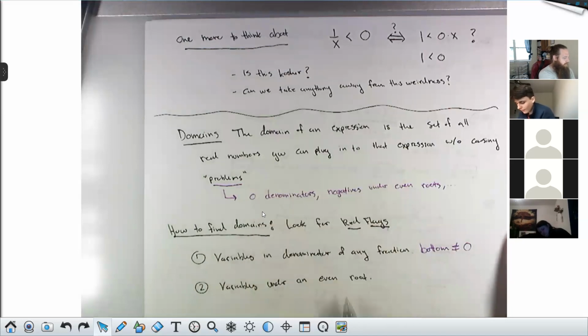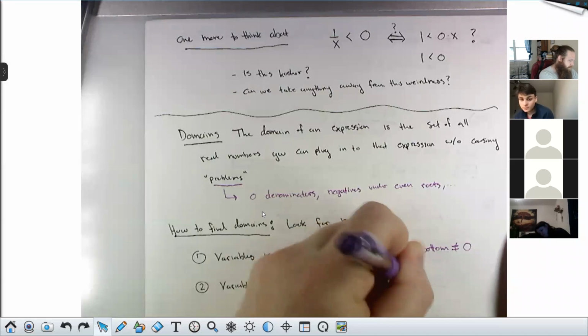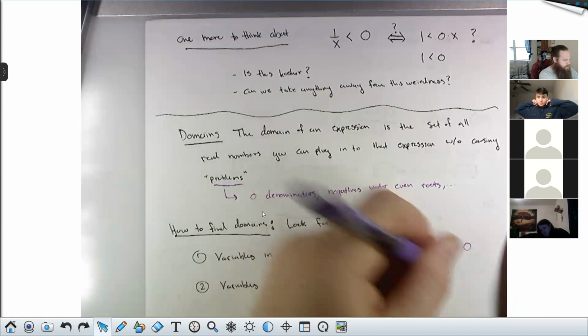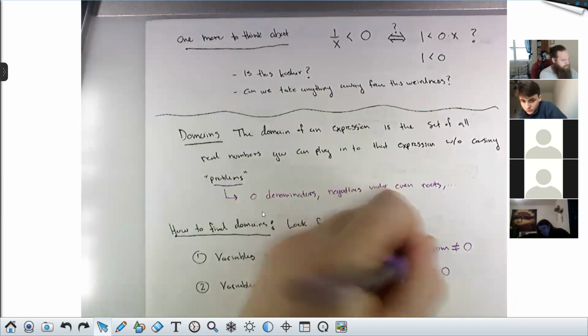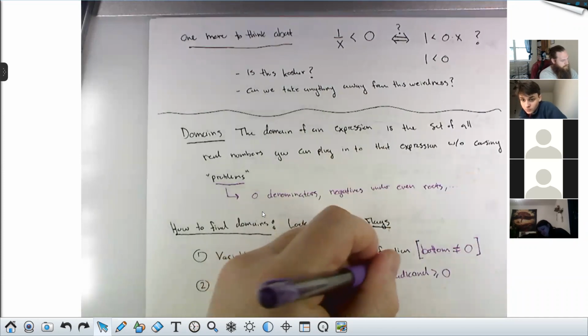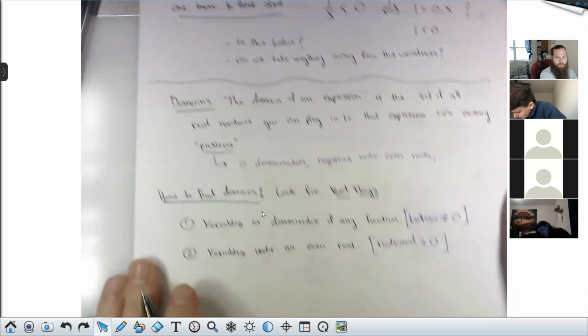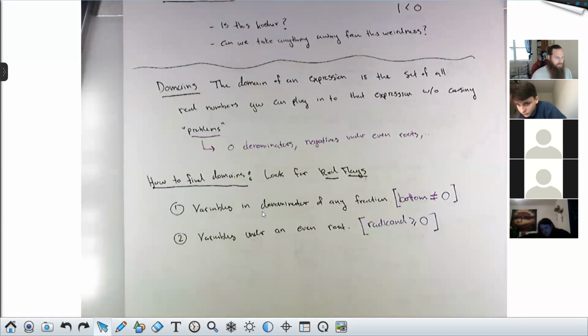And if you've got variable stuff under an even root, you know that it's called the radicand, it has to be greater than or equal to 0. So the radicand is the stuff inside the radical, underneath the root, right? The stuff that's under the root is called the radicand.